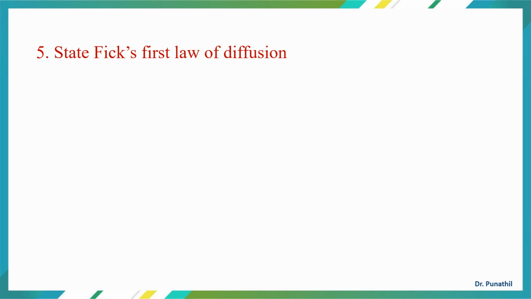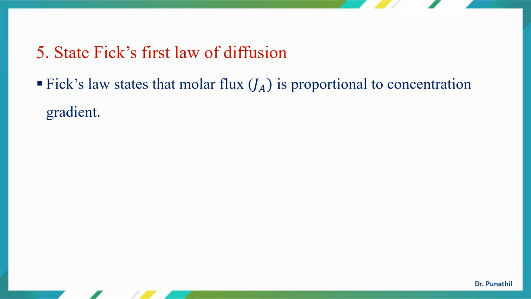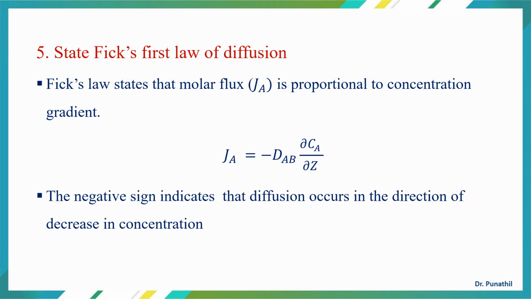State Fick's first law of diffusion. Fick's law states that molar flux is proportional to concentration gradient. Mathematically, J_A is equal to minus D_AB ∂C_A by ∂Z. The negative sign indicates that diffusion occurs in the direction of decrease in concentration.